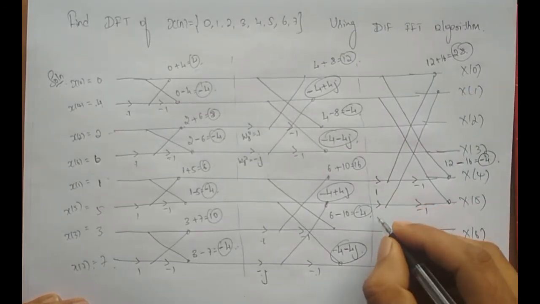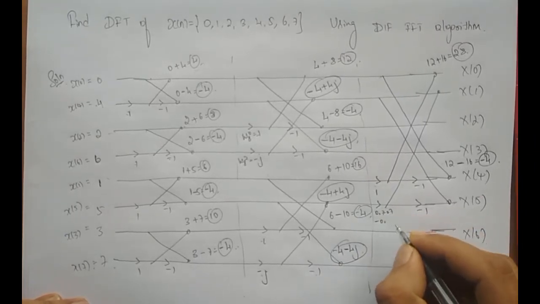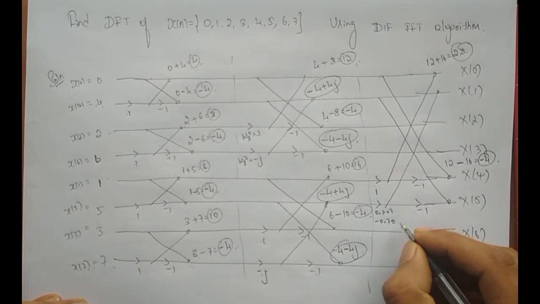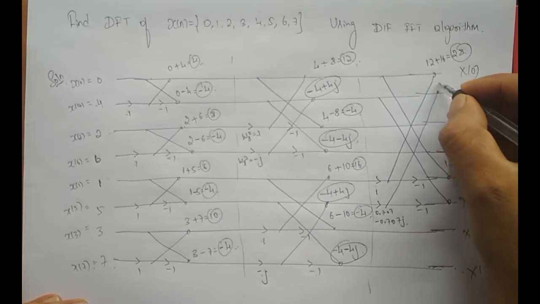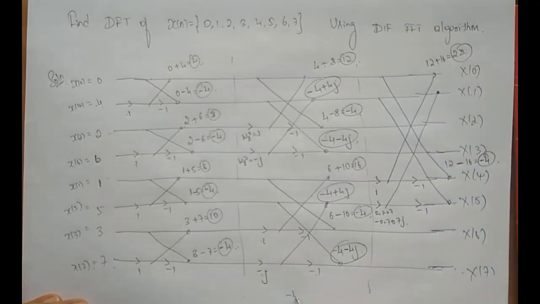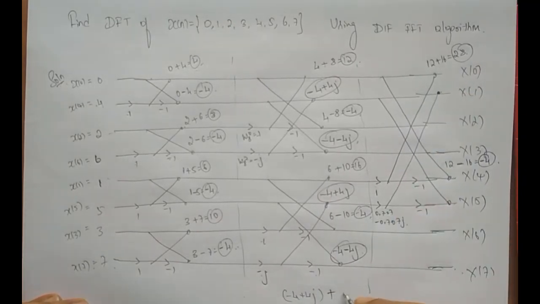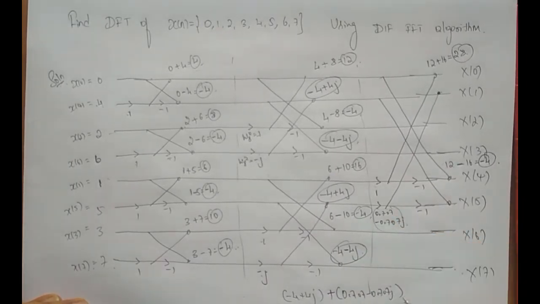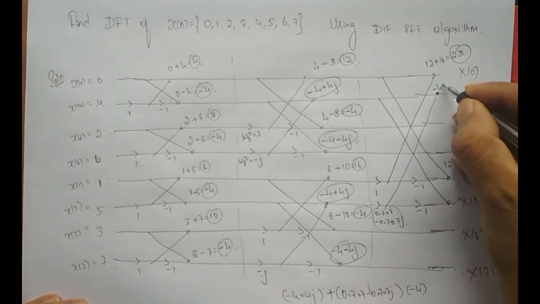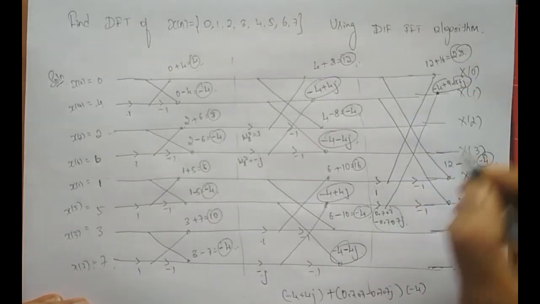This is minus 1, this is W8 power 1, and W8 power 1 is 0.707 minus 0.707j, right? And the value coming here is minus 4 plus 4j. This is added with 0.707 minus 0.707j times minus 4. Okay, if you do it, we end up with minus 4 plus 9.656j. Fine, this is what we get for the result of this.